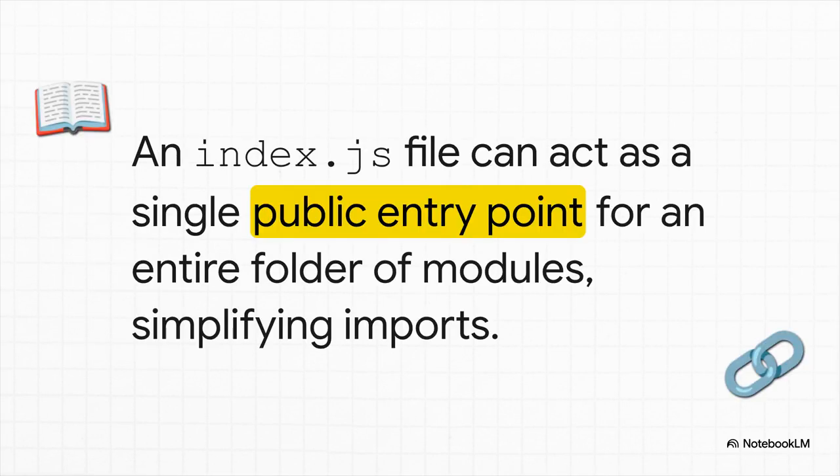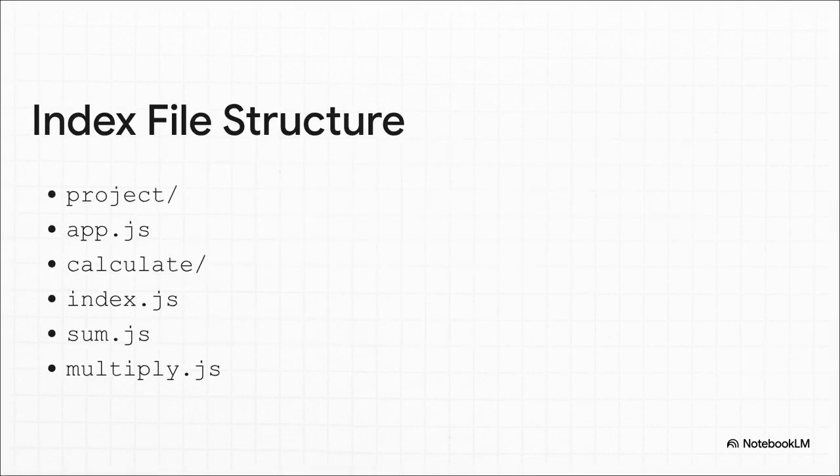Now, if you want to take that a step further, there's an even cleaner pattern that uses a special file named index.js. This little file can act as a public front door for an entire folder of modules. Now, here's the brilliant part. That index.js file can import the code from sum.js and multiply.js and then export it all from that one central place. This means your app.js file can just require the calculate folder itself, instead of having to know about every single file inside. It's an incredibly clean and scalable way to build.